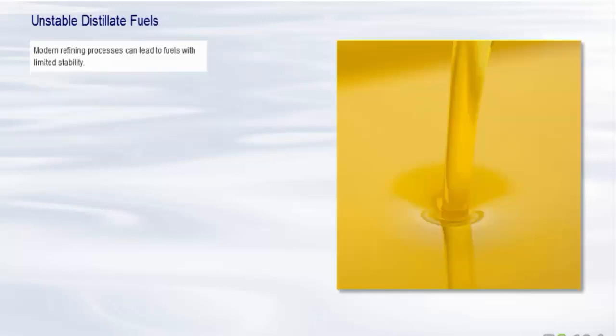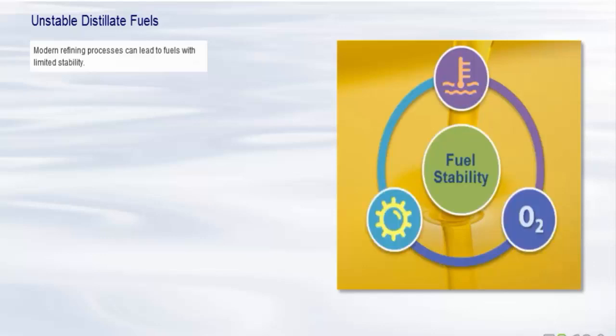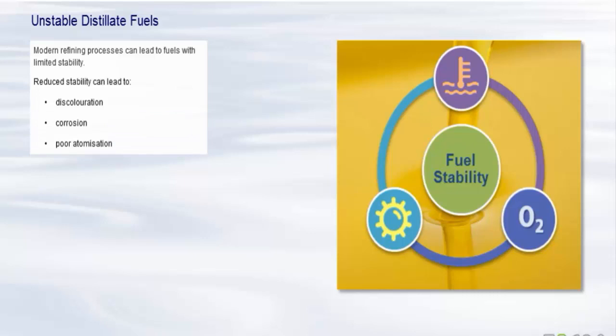Modern refining processes can lead to fuels with limited stability. External factors like temperature, light, and oxygen can also reduce the stability of a fuel. This can lead to discoloration, corrosion, poor atomization, and injection fouling. With long-term storage of fuel, these factors can have a severe impact on the performance of the fuel and can lead to negative effects on the fuel handling system. Our diesel fuel stabilizer contains components that will stop deterioration of the fuel.